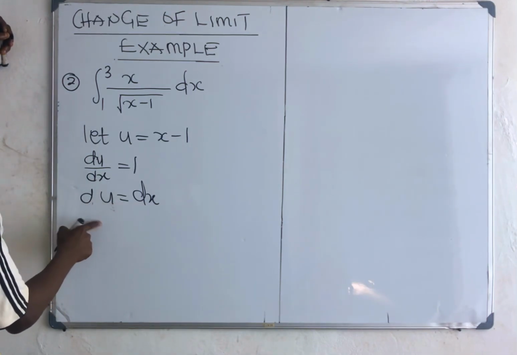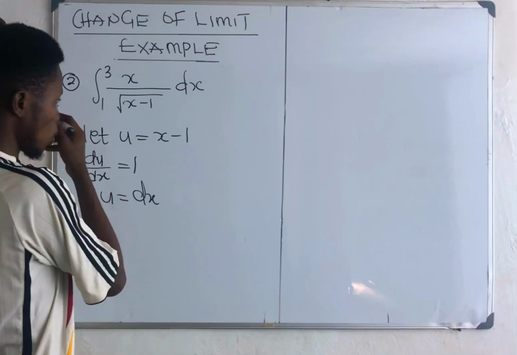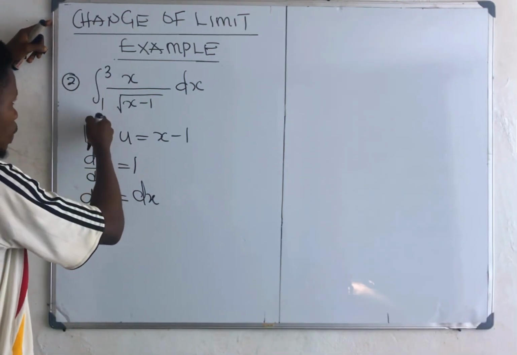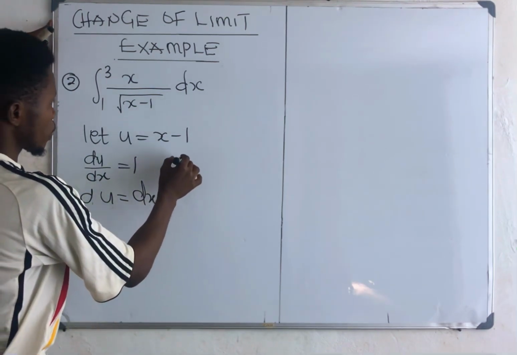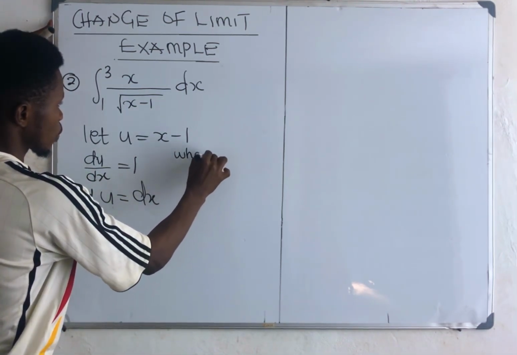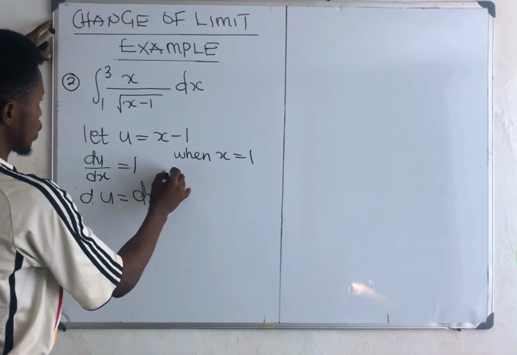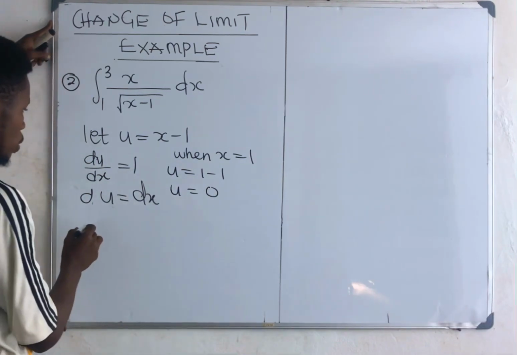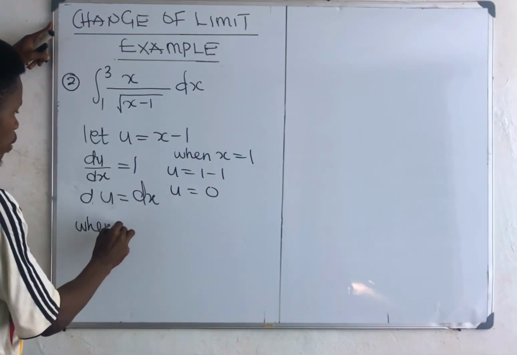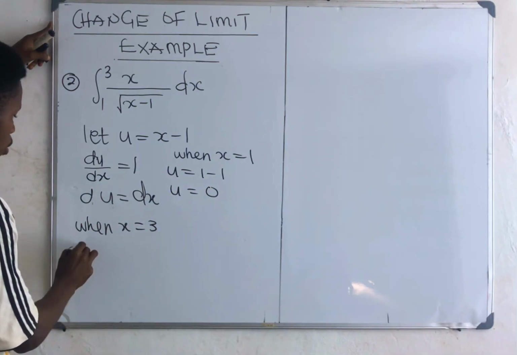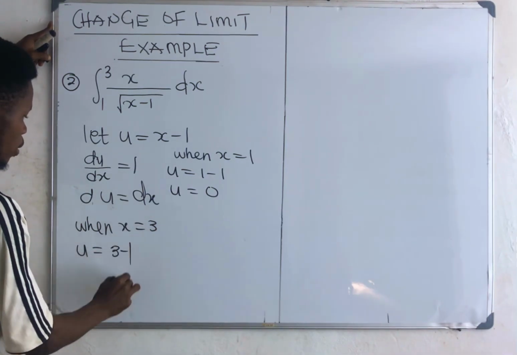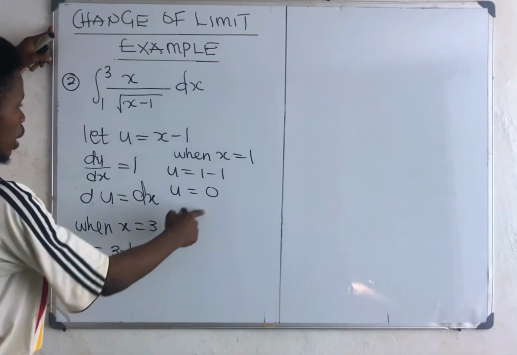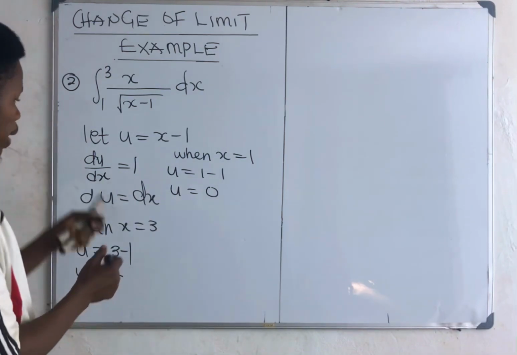Is that okay? Very good. Now, also, we need to change the limits. For you to change the limits, when x equals 1, then my u will be equal to 1 minus 1. U is 0. Then when x equals 3, my u will be equal to 3 minus 1. So u is 2. This becomes my new limit, 2 and 0. Is that okay?